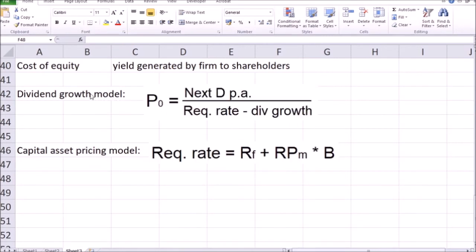So what do these models tell us? The dividend growth model helps us to calculate a more or less fair stock price by looking at the ratio of next annual dividends, the dividends per annum, to the difference between the minimum required rate of return on investing into this stock and the expected growth rate of those dividends.